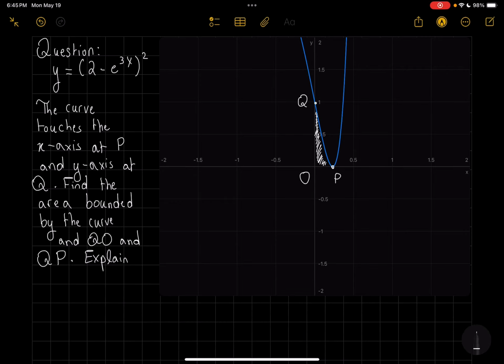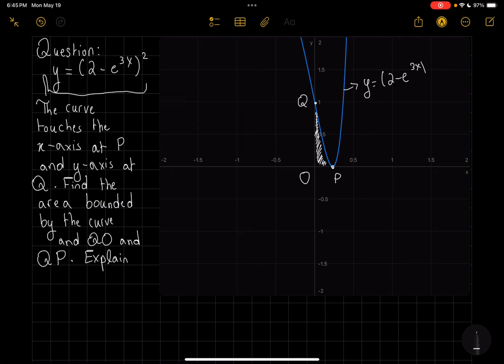So in this video, we're going to solve only one question, which is finding the area between two curves, or like finding the area bounded between two curves or more. In this question, they gave us this function over here, which is y equals (2 minus e to the power of 3x) all to the power of 2, which is the curve that you see over here.